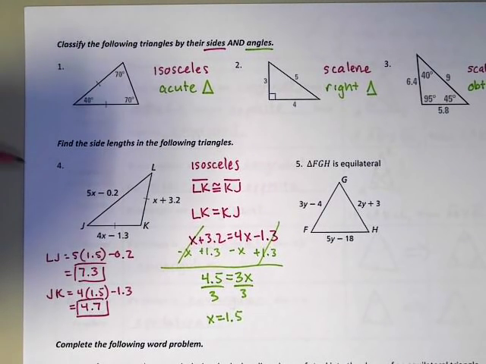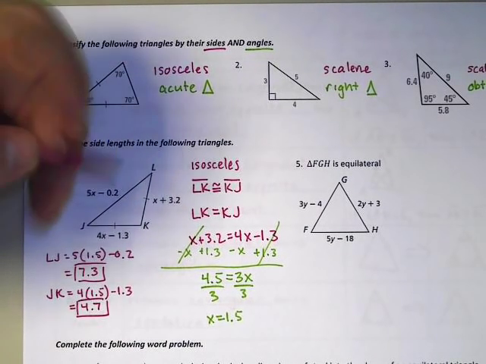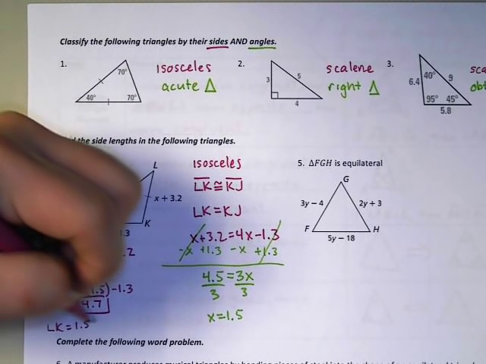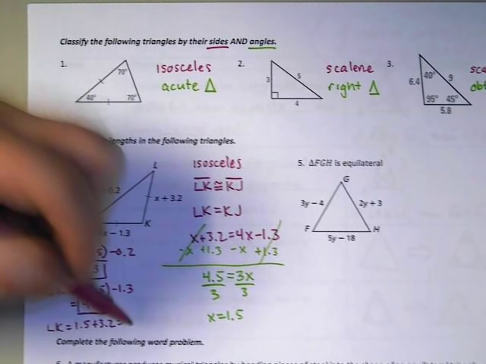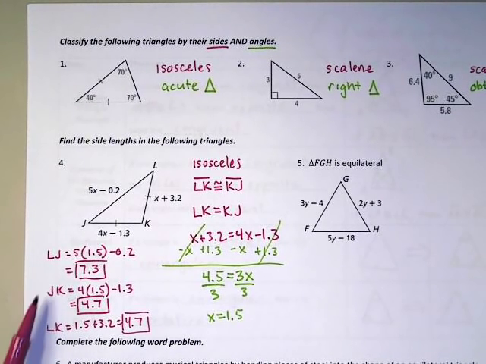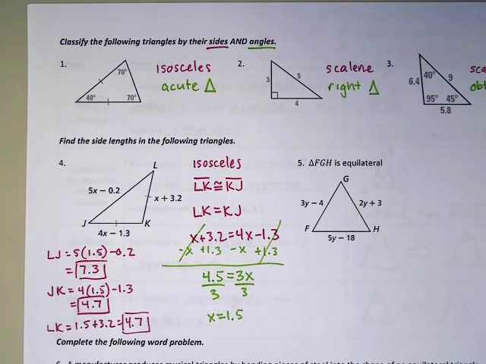Now, to test, you absolutely could plug in. So we know that LK is equal to 1.5 plus 3.2, which is still 4.7. We also knew that LK and JK were congruent, so you really didn't even need to do this last one. You could have just immediately said LK was 4.7.